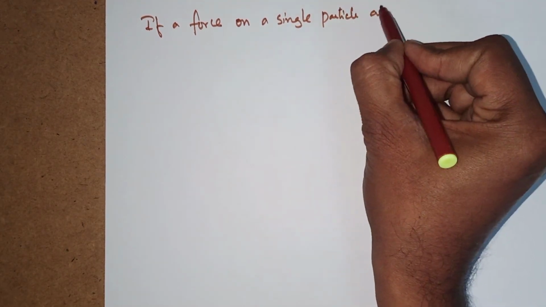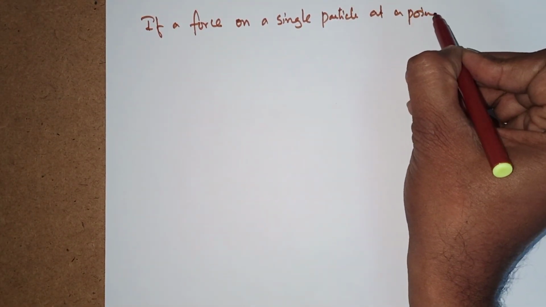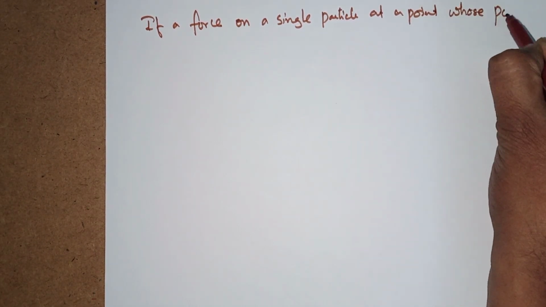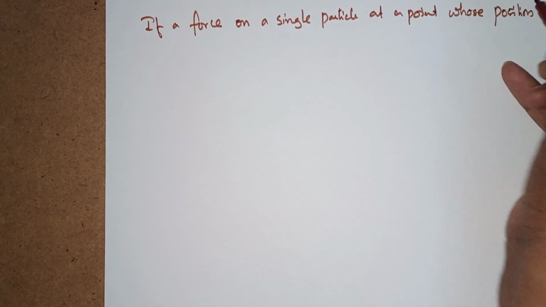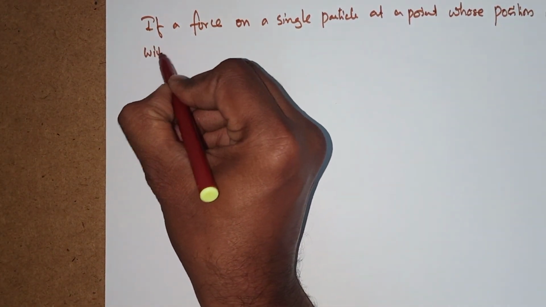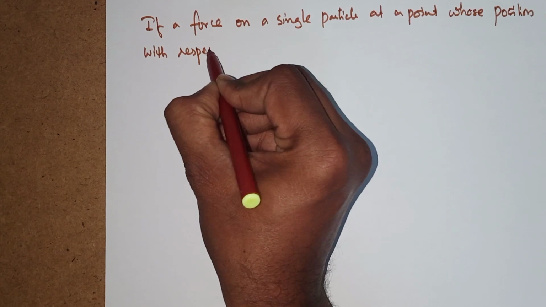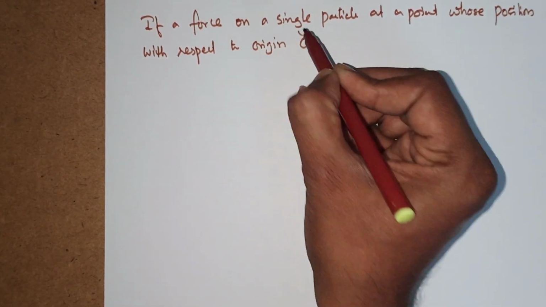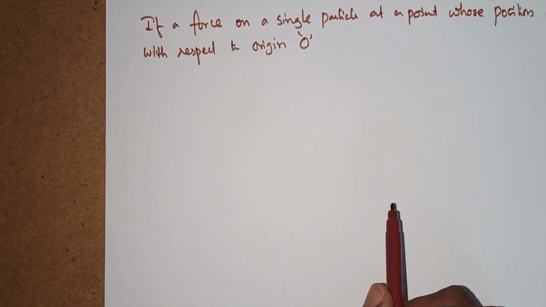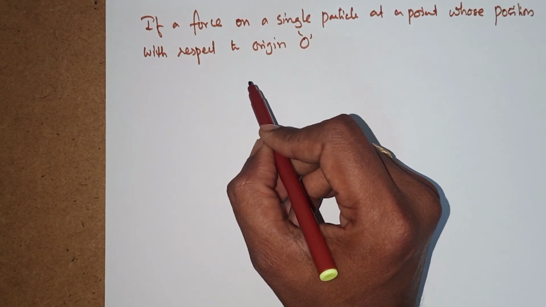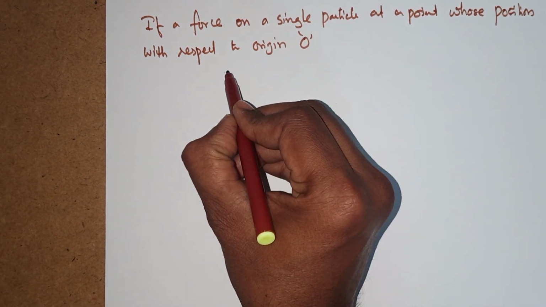at a point, we choose a point whose position with respect to the origin is given. Let us draw a simple frame of reference and we apply a force on a body, and we calculate the perpendicular distance. Now how to write the torque?